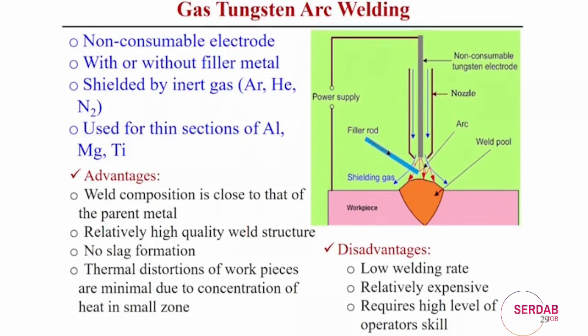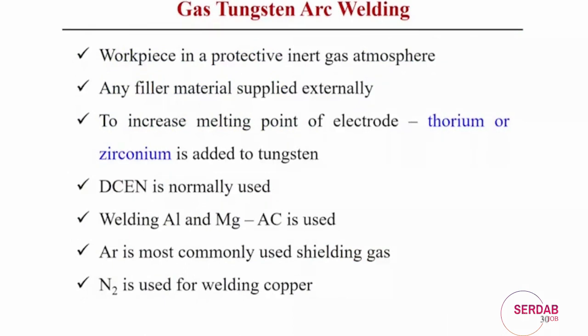So, apart from this, we can look into other aspects of the gas tungsten arc welding process. One thing is that the workpiece remains in a protective inert gas atmosphere, and next, any filler material is used externally. So, there may or may not be any filler metal required, or the filler metal may not be part of the main welding system.